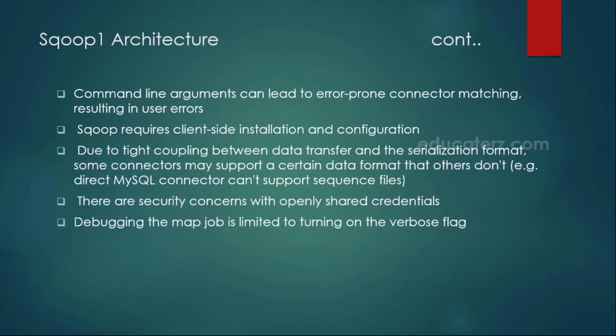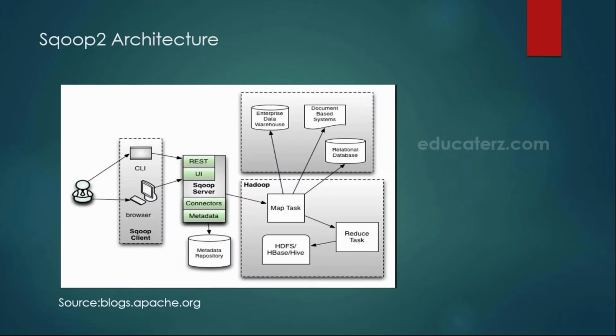Also, this is only a client-side installation, and whatever connectors it needs, it always uses the JDBC connectors in Sqoop1. And as we saw, it uses only the map jobs, so debugging the map job is also tough and it has limited tuning. By considering all of these Sqoop1 limitations, they came up with something called Sqoop2.